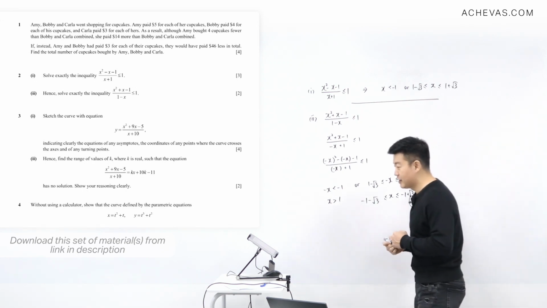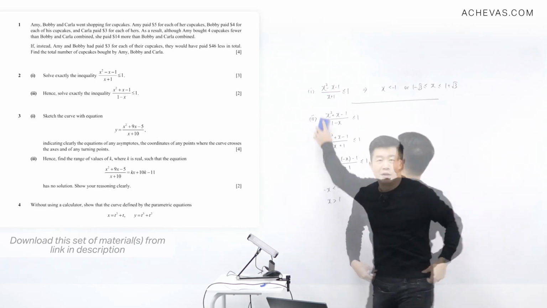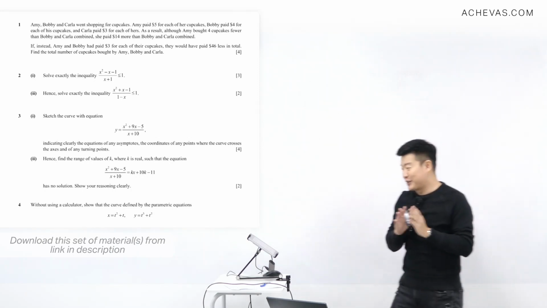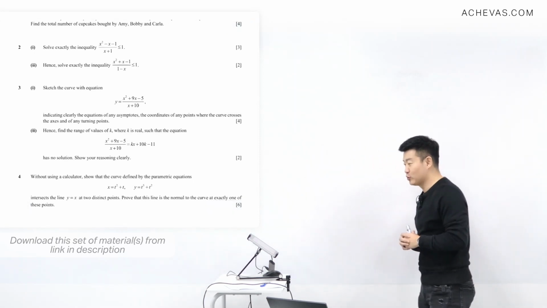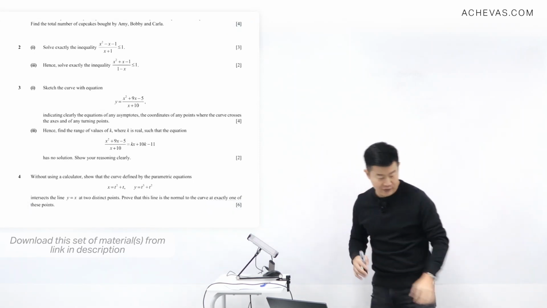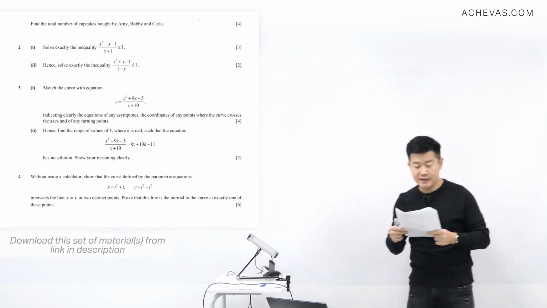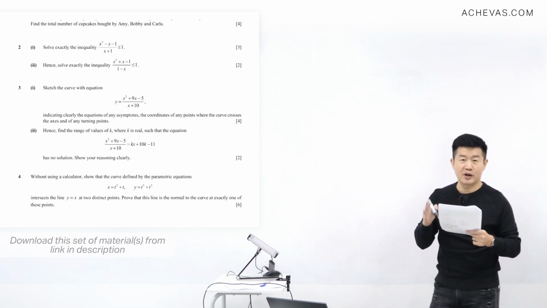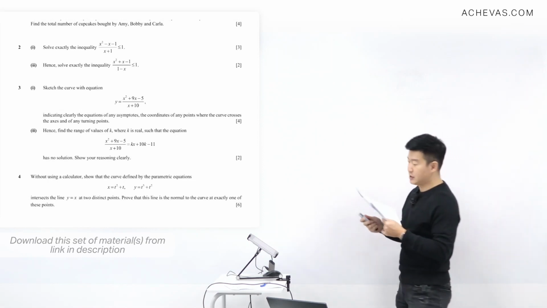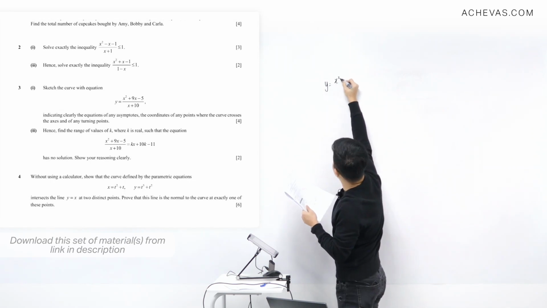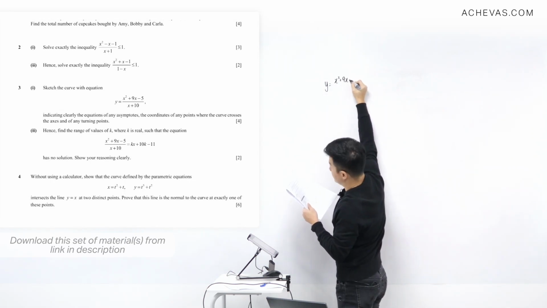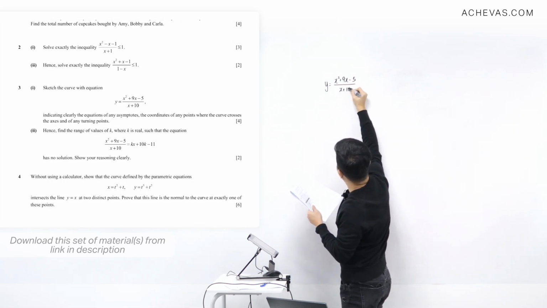Let's take a look at part 3. Okay, it is not part 3, it is question number 3. So in question number 3, the very first thing that we should try to do is to try to sketch the graph of this. So for this, we have a graph of rational expression to sketch. It is an improper rational expression. We're given this. Y is equal to x squared plus 9x minus 5 divided by x plus 10.